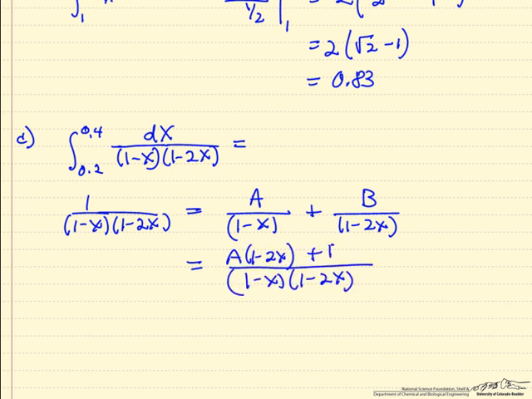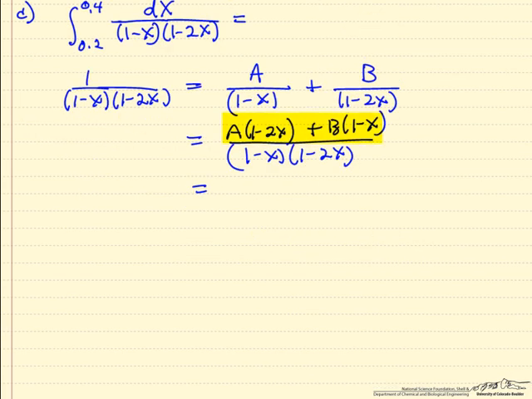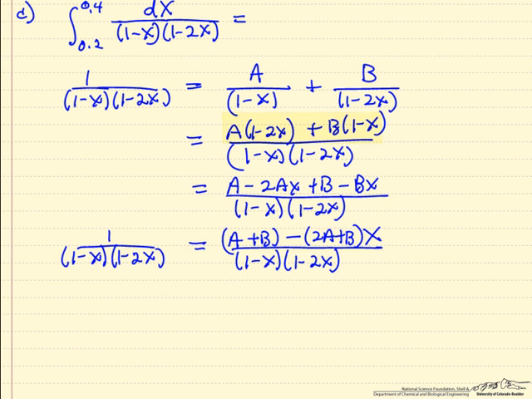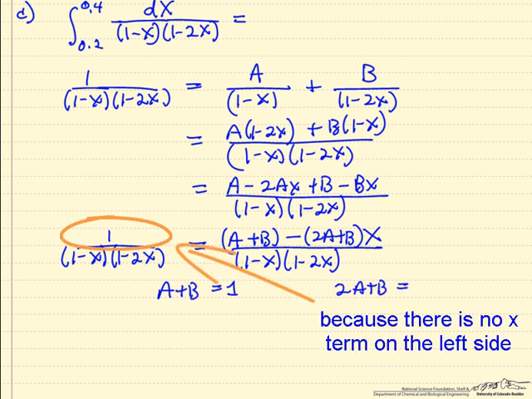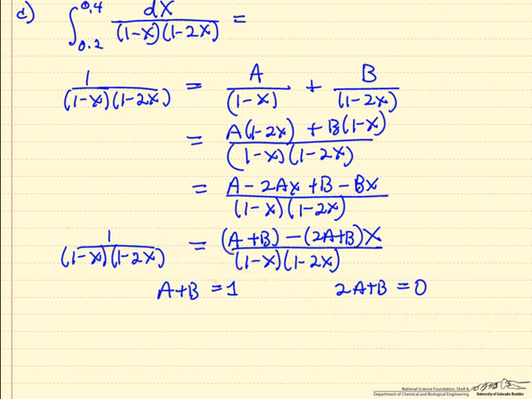The first term and the second term be 1 minus x. So what we're going to do is multiply this out. In order for the right side to look like the left side, A plus B is equal to 1, and 2A plus B is 0. And we're going to just solve these equations simultaneously. If we do that, then A is minus 1 and B is 2.